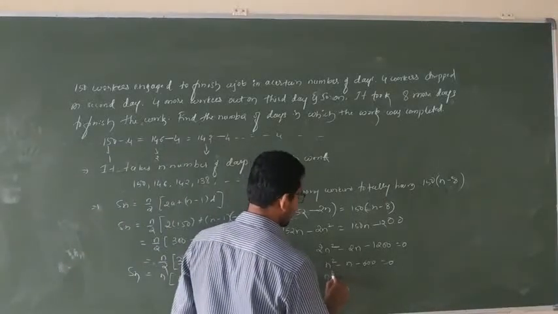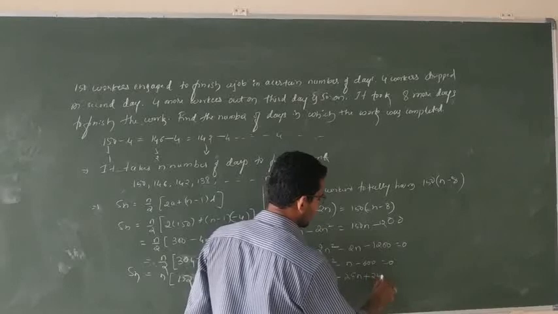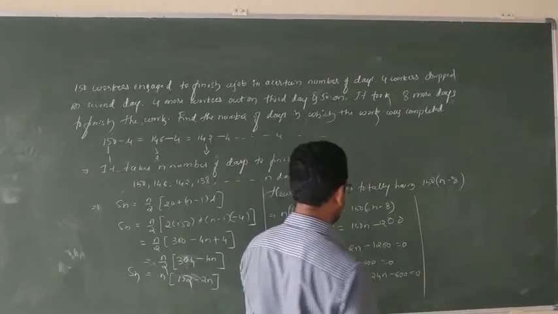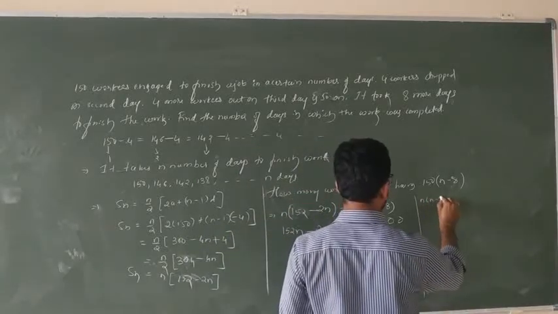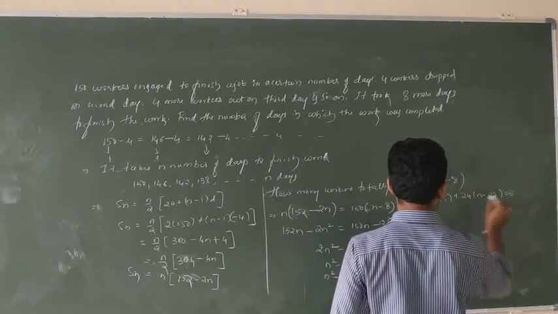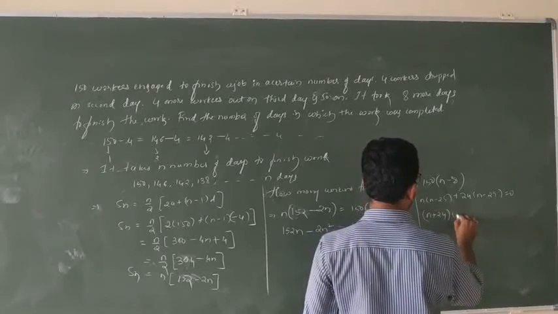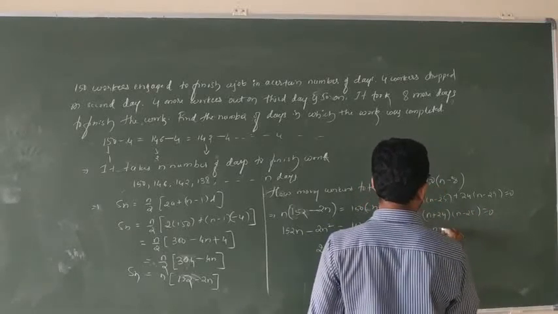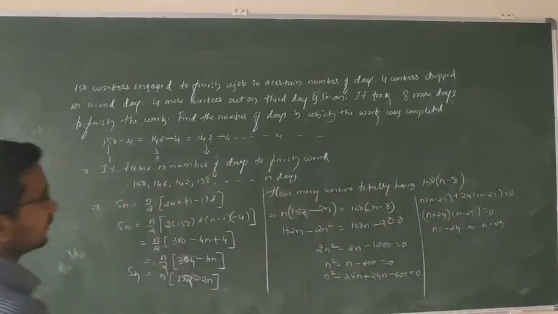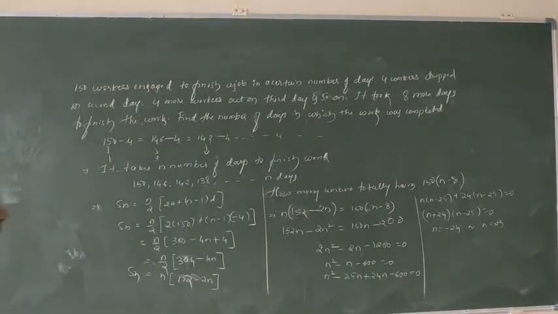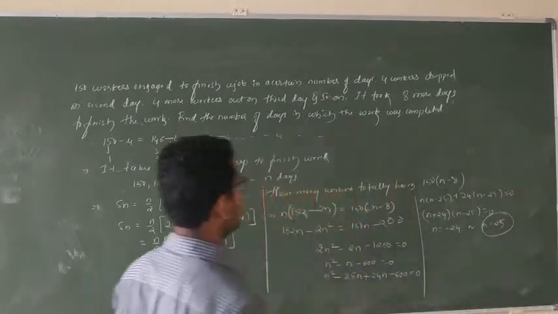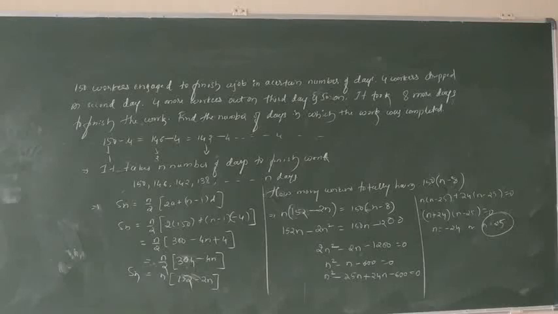Then it is n square minus 25n plus 24n minus 600 is equal to 0. 25 into 24 is 600. Okay. Here n into n minus 25 plus 24 into n minus 25 is equal to 0. Then n plus 24 into n minus 25 is equal to 0. So n is equal to minus 24 or n is equal to 25. So how many days will it take? Since minus 24 is negative, we take it as 25 days to finish that work.